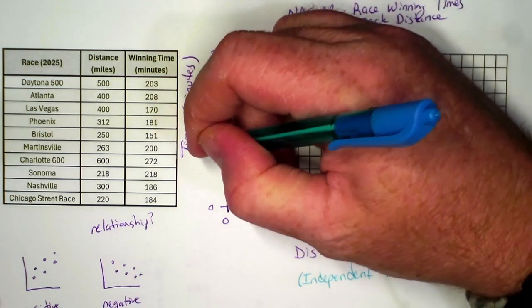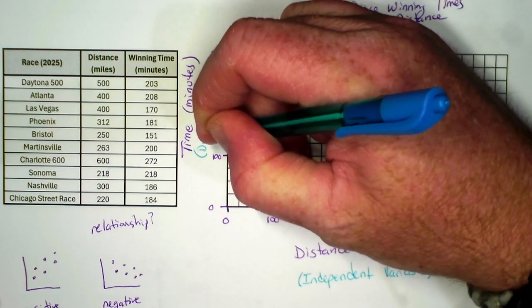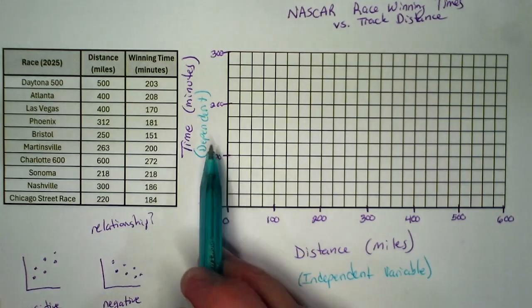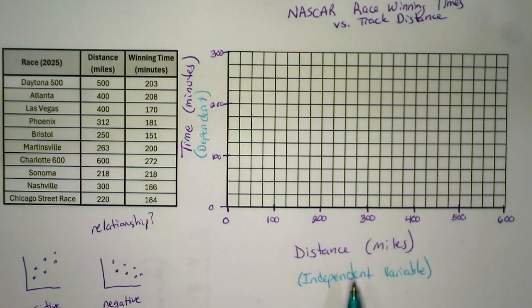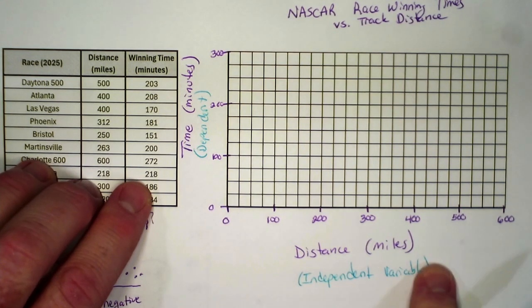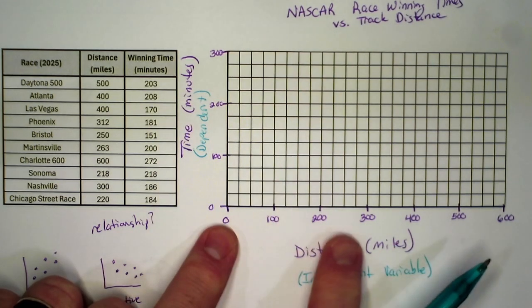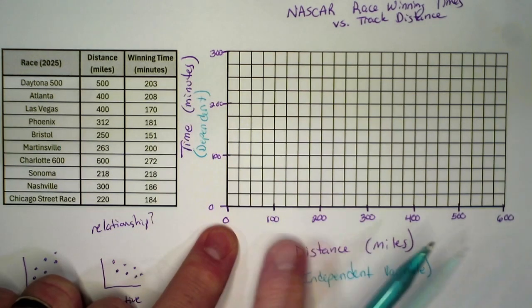What depends is the race time, or that winning race time. So the winning race time depends on the distance of the race, or at least that's what I'm anticipating. Okay, so once we've got that figured out, I'm going to put distance down here, I'm going to put time up here. Then I need to decide how I'm going to separate off my grid.